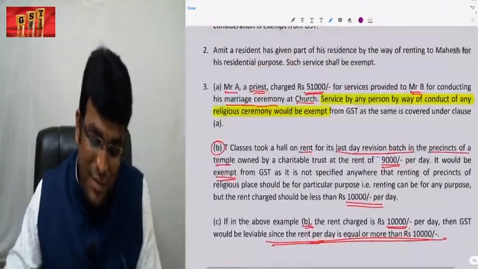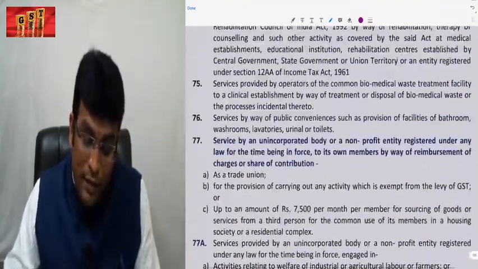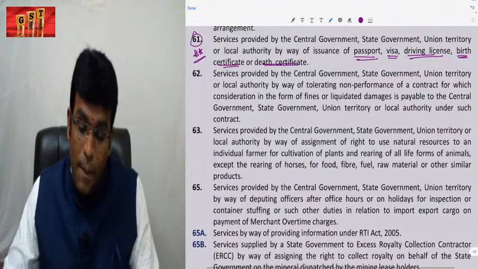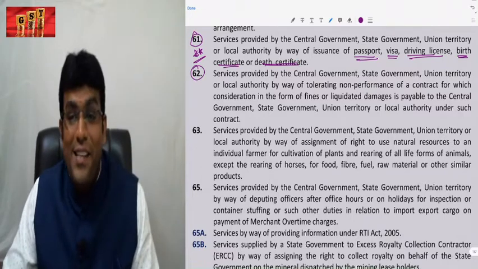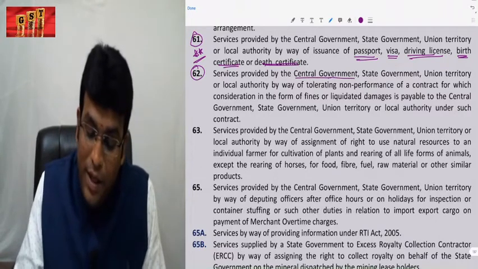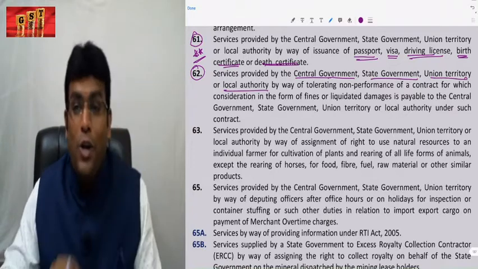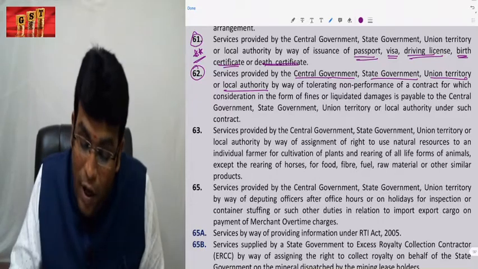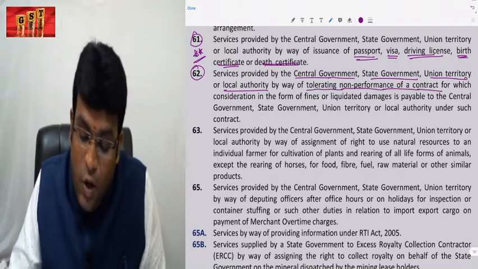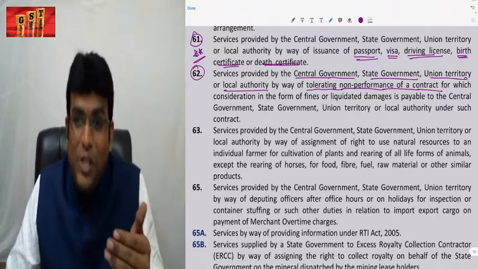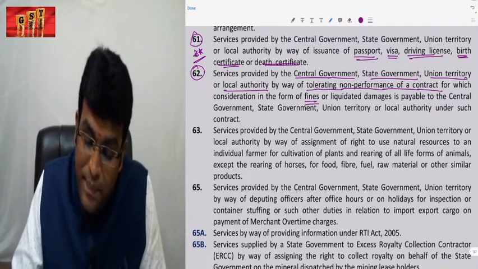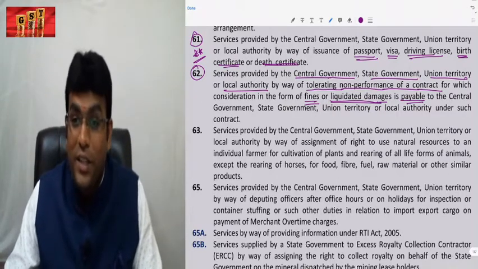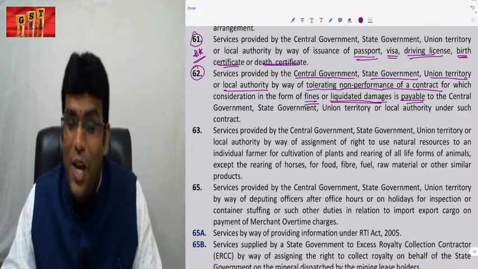Next, going back, few more points are left, my dear friends. Come on. Point number 62, my dear friends. Service provided by central government, state government, union territory or local authority by way of, very interesting word, by way of tolerating non-performance of a contract for which consideration is in the form of fines or liquidated damages is payable to central government, state government, union territory or local authority under such contract.